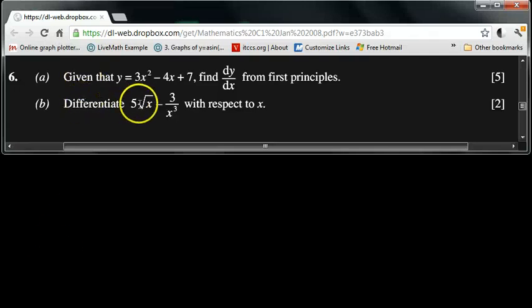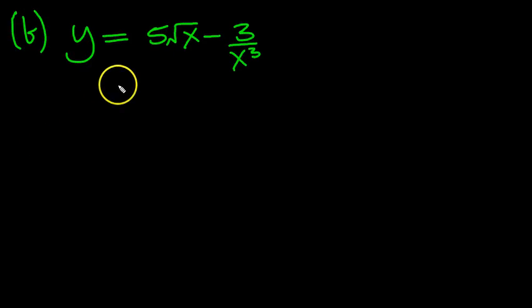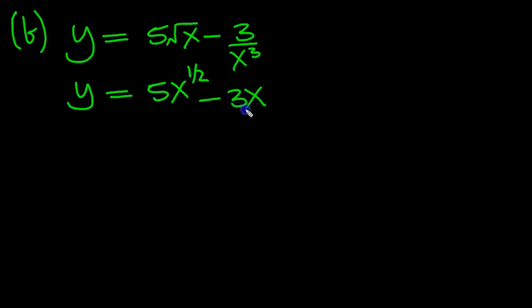Part B then, differentiate 5 root x minus 3 over x cubed with respect to x. So I've written it out here. So y equals then, let's just tidy that up and write down what we've got in terms of simple powers. Root x is x to the half. And then it's minus 3 lots of x. Bring that up to ground level, flip the sign of the index.